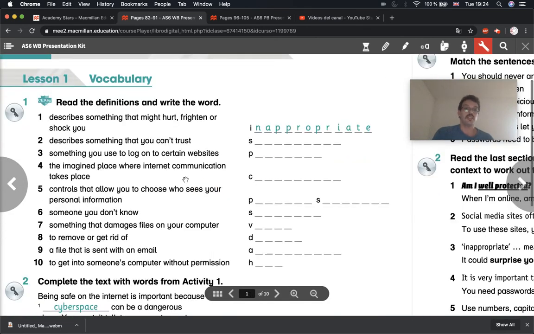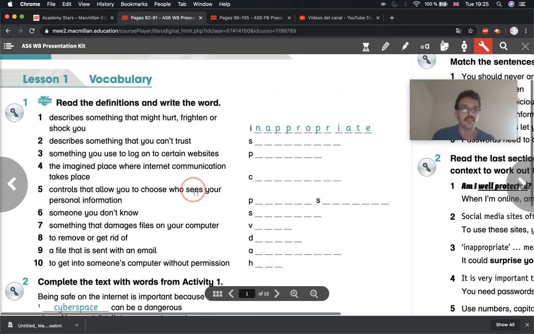All right. So you have the definitions, you have to write the word. Okay. So when you do this, close your notebook and try and remember. Okay. Cuando haces el ejercicio, cierra la libreta e intenta recordar las palabras y ponerlos. If you don't remember, si no recuerdas, open your notebook and look, okay, and then close again. But try to remember the words, okay? So, pause the video and finish exercise one on page 82 in the workbook, please.